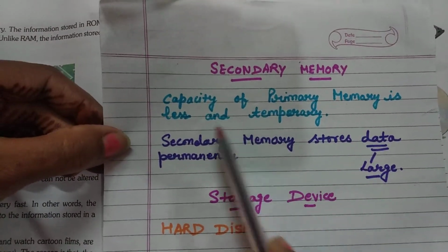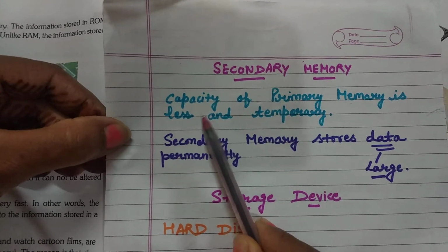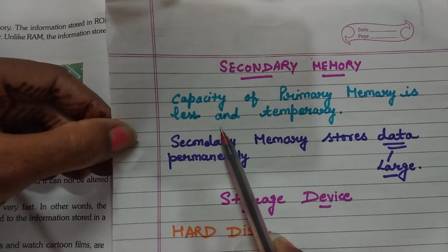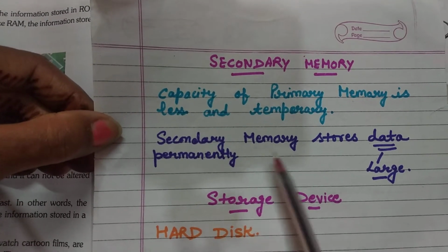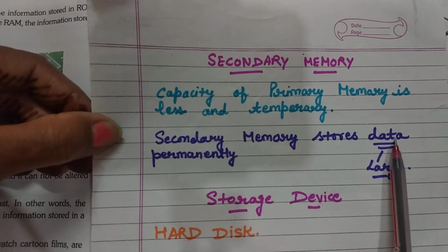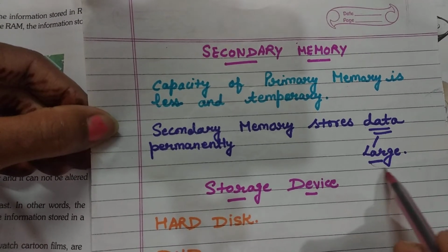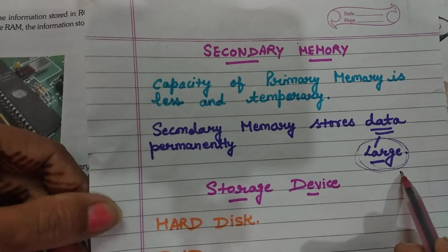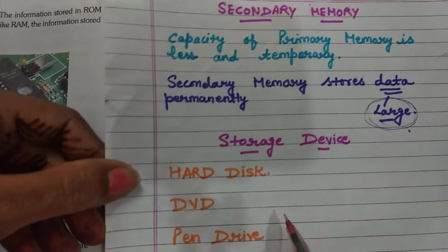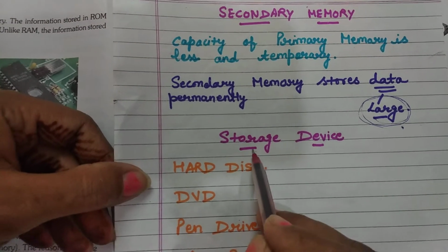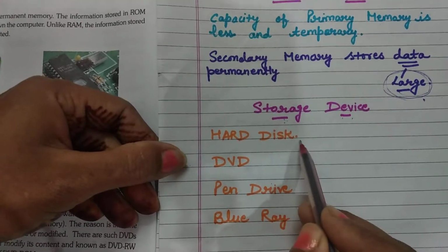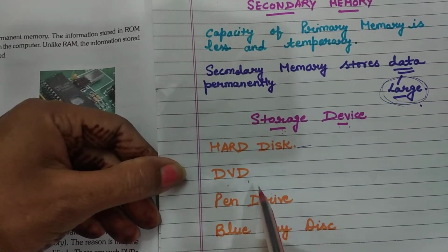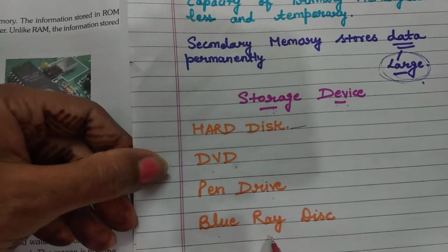Secondary memory: you see that the capacity of the primary memory is very less and temporary. If the user wants to save more information, secondary memory is very helpful. It stores data permanently, and it can store large data. It is also known as a storage device. We have various devices: first is hard disk, second DVD, third pen drive, and fourth is Blu-ray disc. Let us study them one by one.